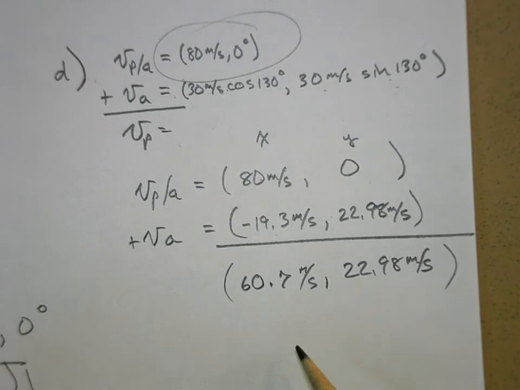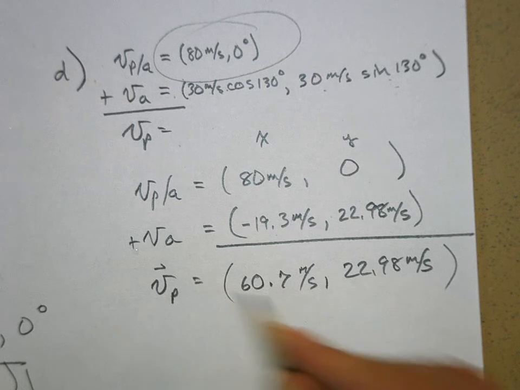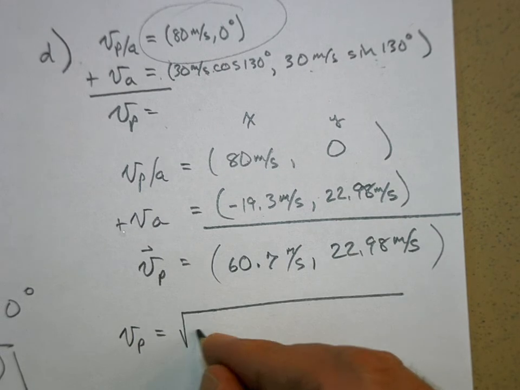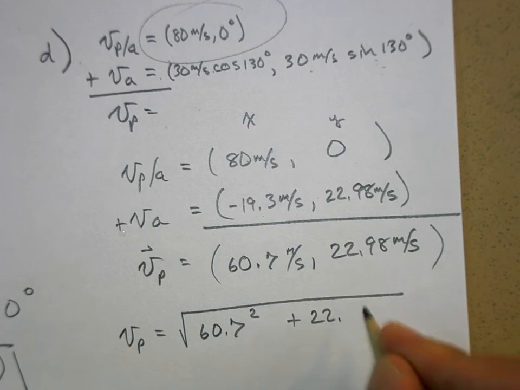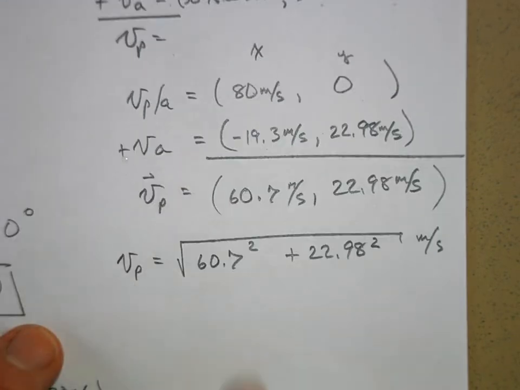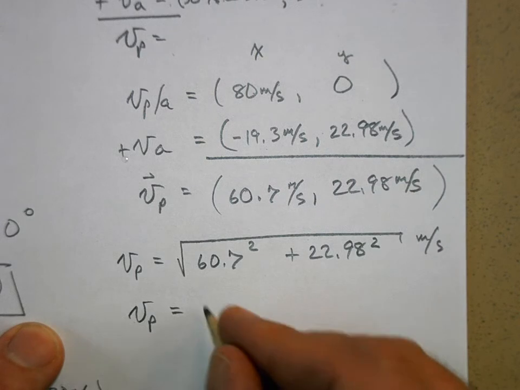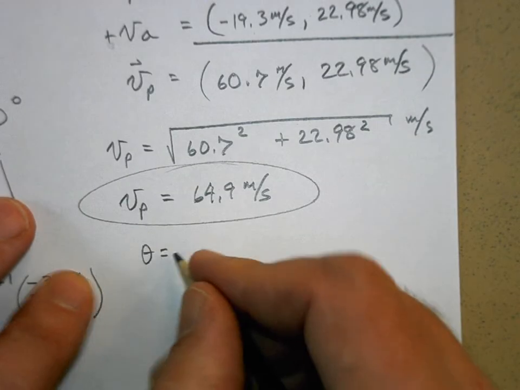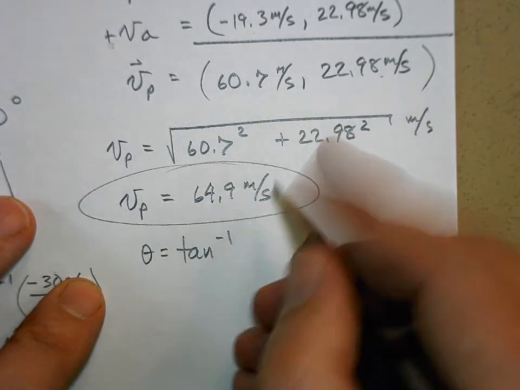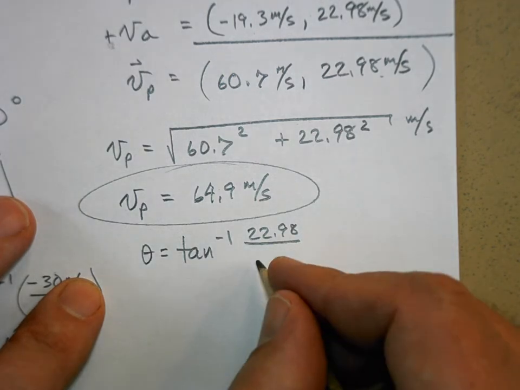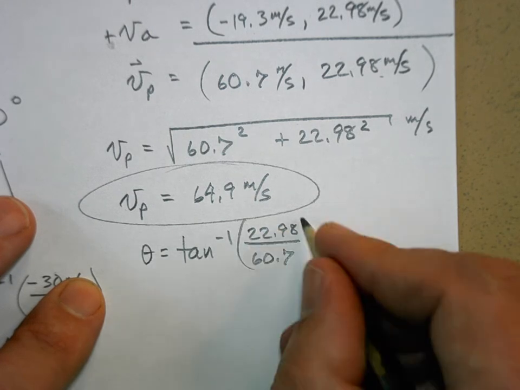Right, to get it into polar coordinates. All right, now this is equal to the velocity of the plane compared to the air. Now we've got to get it into polar coordinates. And on the quiz, you have to put everything in polar coordinates. So 60.7 squared plus 22.98 squared, and this will be in meters per second. So what do you get for the velocity of the plane? 64.9. Do you agree with that? So there's my magnitude. You might have little rounding differences. You don't need to put the units because they'll cancel out.